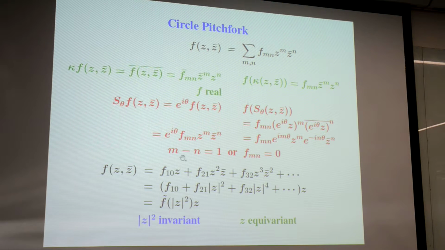So we can only have m being 1 more than n. That means we can have 1, 0, or 2, 1, or 3, 2, or all those guys. So we write all that. And we see that, just as we did before, we can pull out a z, and the whole rest of it is a function of z times z bar. So we've restricted the function now a lot. We've said it is any old function of the modulus squared of z, that's what the f tilde is, times z. If f is of that form, then it respects the O2 symmetry.